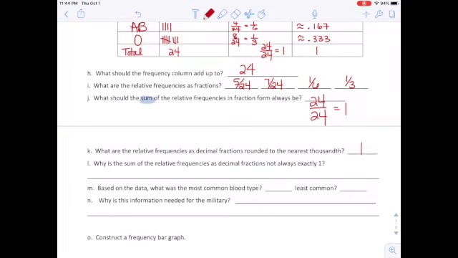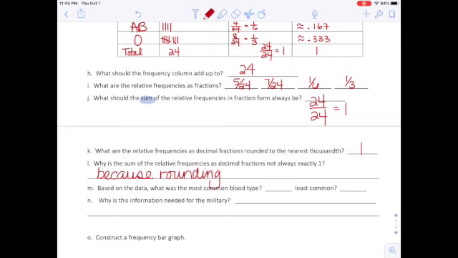The next question, why is the sum of relative frequency as decimal fractions not always exactly 1? Well, the reason for that is rounding. We are just lucky and we chopped off at the right place. But the rounding sometimes will throw your numbers off. And the way to make less error in rounding is to carry the decimal further out.